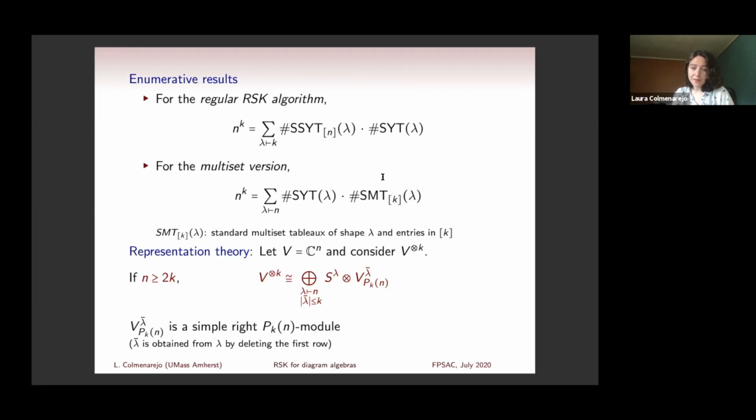And there is a big difference here. I still have the same shape, but here you can see that I'm counting over partitions of k, which is the exponent, while here I'm counting over partitions of n, which is the size of the alphabet that I'm considering.